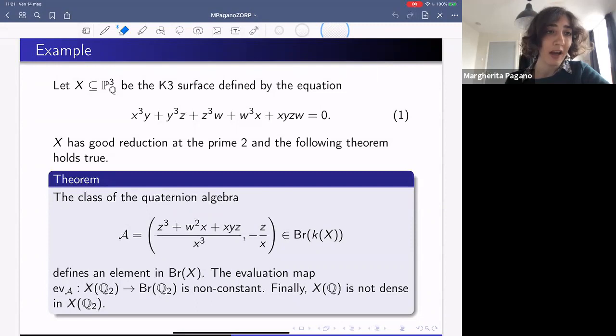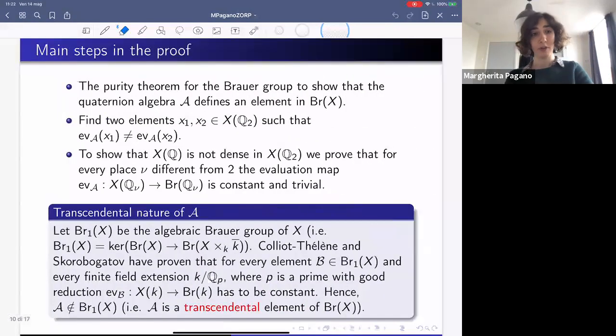So I will go really quickly through the main steps in the proof of this theorem, because I think the proof is quite straightforward, while the interesting part of this example is how we came up with this quaternion algebra. So what was the idea behind the construction of this quaternion algebra? I will spend a little bit more time giving you some idea behind this construction. But let's start with the main ingredient in the proof of the theorem.